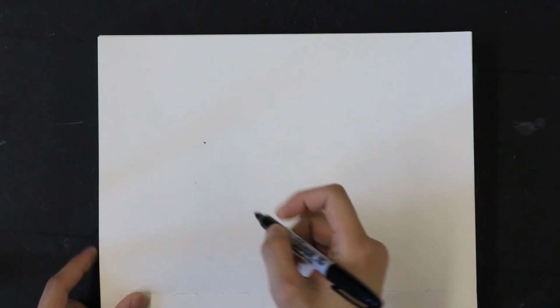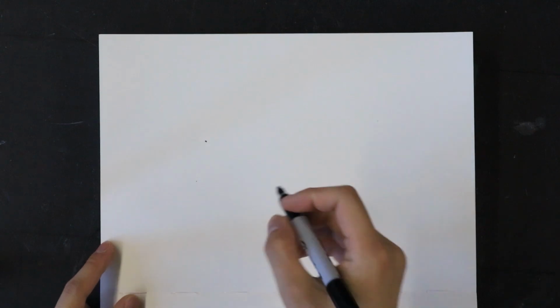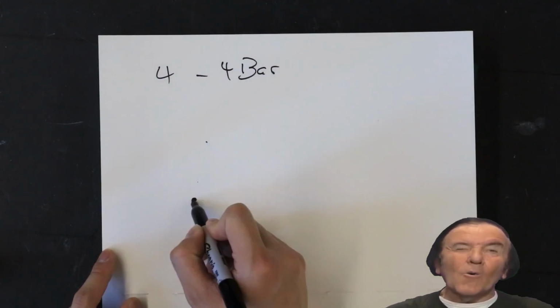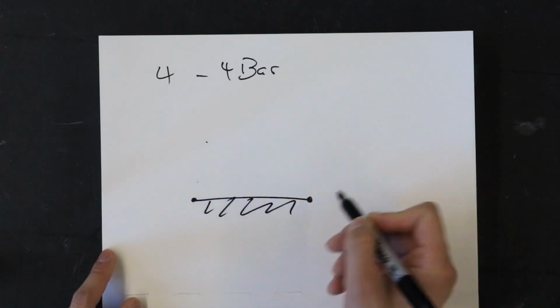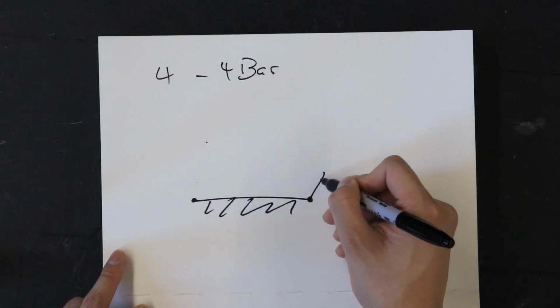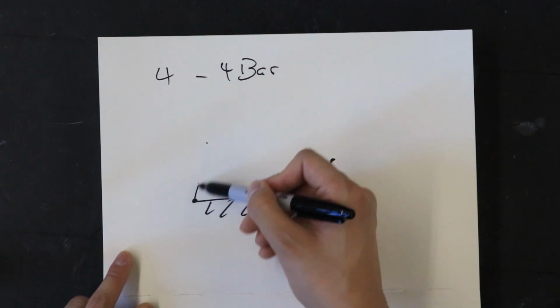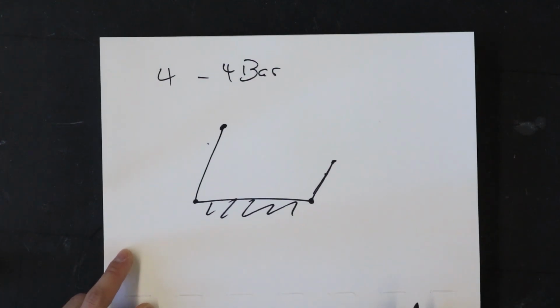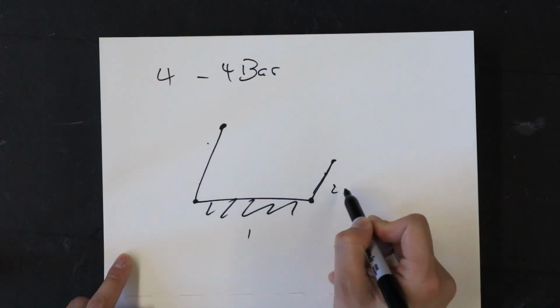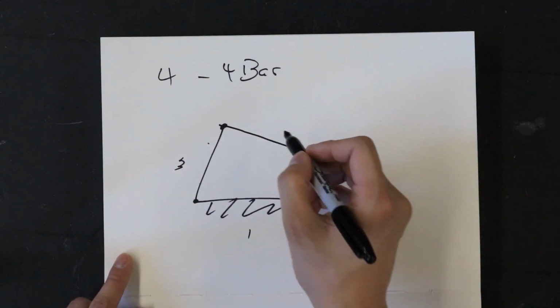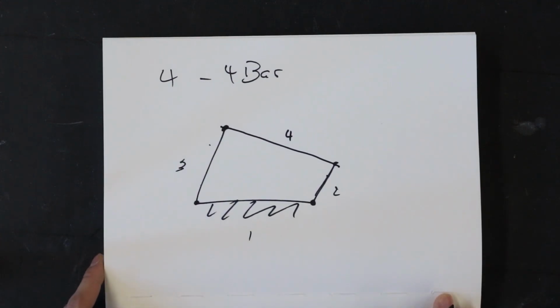So there are 4 parts to a 4-bar. There's a ground, obviously, which counts as 1 bar. There's a crank, which counts as another bar. And there's a follower, which counts as a 3rd bar. So 1, 2, 3. You'll never guess it. This 4th bar is called the 4th bar.